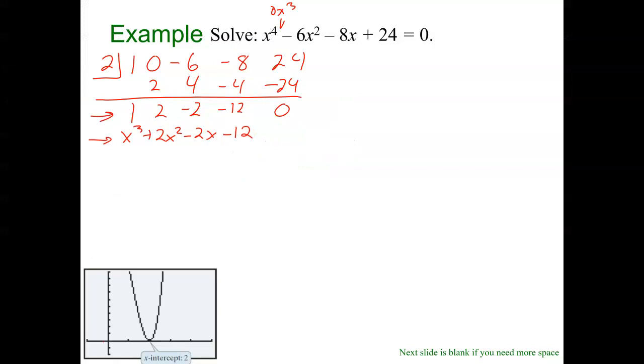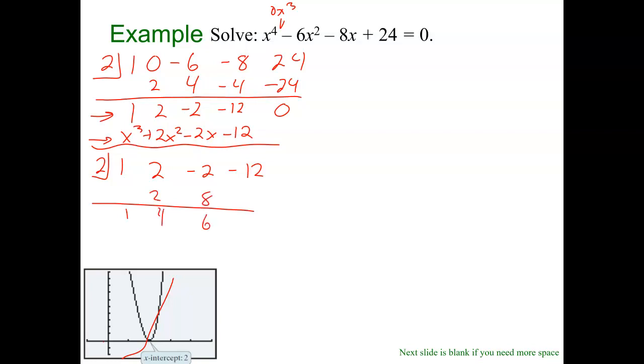What do I need to have to verify that it's a 0? What am I looking for when I do synthetic division? No remainder. Okay, so we could do it with any number we want as long as it gives us no remainder. So we graph this, we see that it intersects through 2 again. So let's use 2 again and see if we get a remainder of 0. So 1, 2, 4, 8, 6, 12, 0.